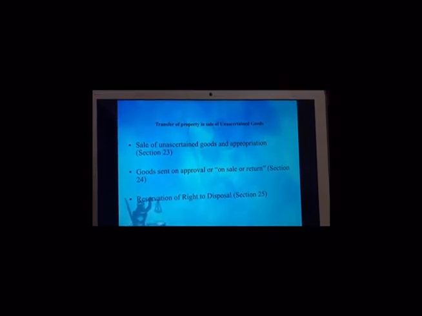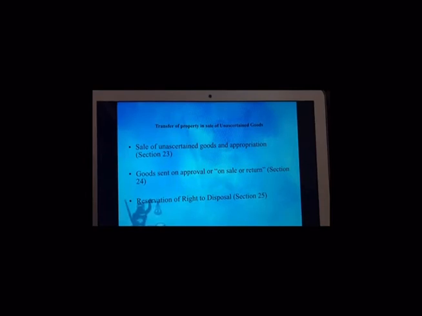Transfer of property in sale of uncertain goods. Section 23. Sale of uncertain goods as an appropriation.